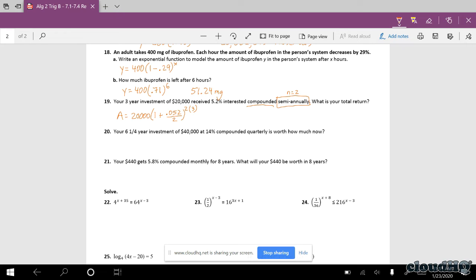So we can type that in, 20,000 times 1 plus 0.052 divided by 2. Close the parentheses, raise it to the power of 6. And we see your balance should be $23,329.97.